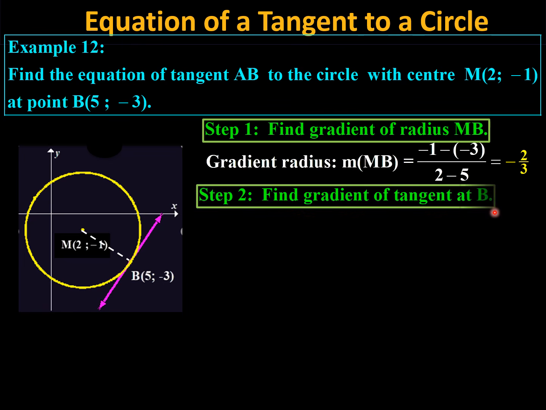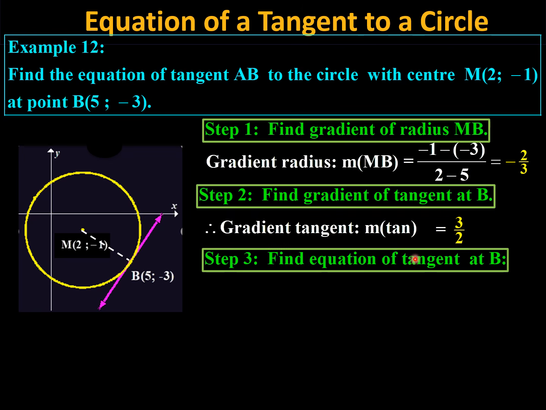Now we need to find the gradient of the tangent. And you know this one, they are perpendicular. So if the gradient of the radius is negative, the tangent one there will be positive. If that is negative 2/3, the other one will be the reciprocal, which is 3/2. Right, you can do that straight. This is actually a concept that was taught in grade 10 already. You don't have to do long calculations. Negative becomes positive. 2/3 becomes 3/2.